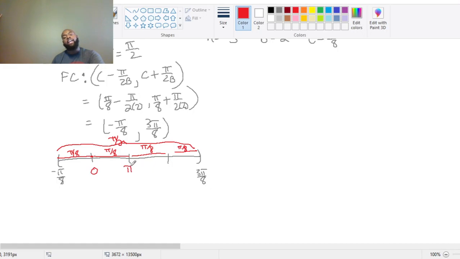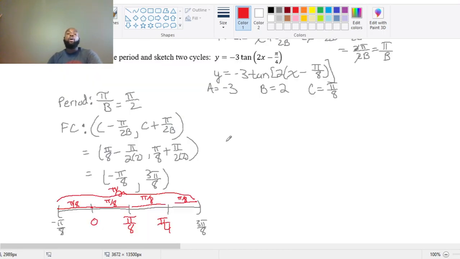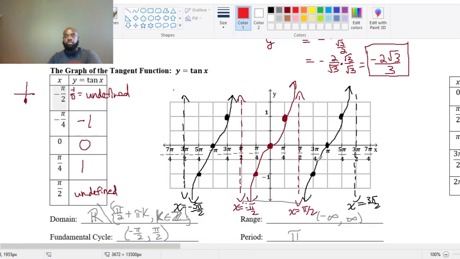Add pi over 8 to that, I get pi over 8. Add pi over 8 to that, I get 2 pi over 8, which is pi over 4. And 2 pi over 8 plus pi over 8 is 3 pi over 8, which we have here. So we know we've done that right. Now, if we go back to our tangent function, we're going to get an undefined statement at first. The first point is going to have a y value that's undefined.